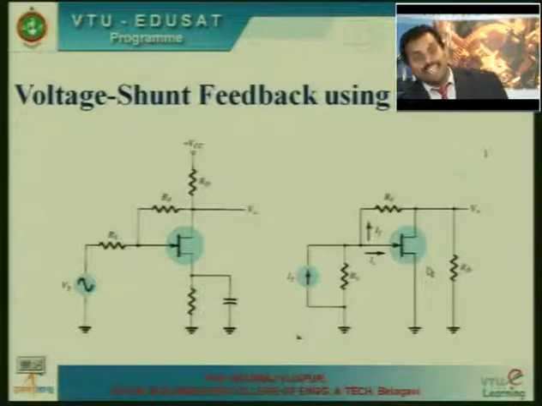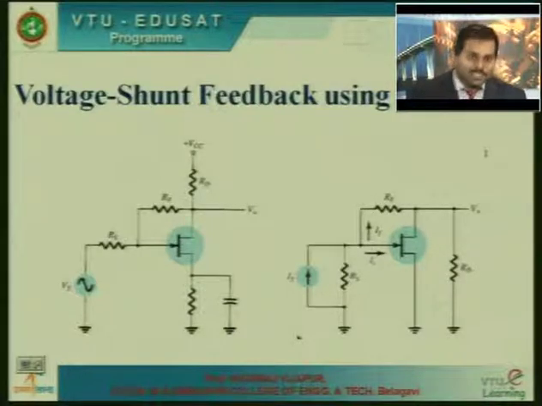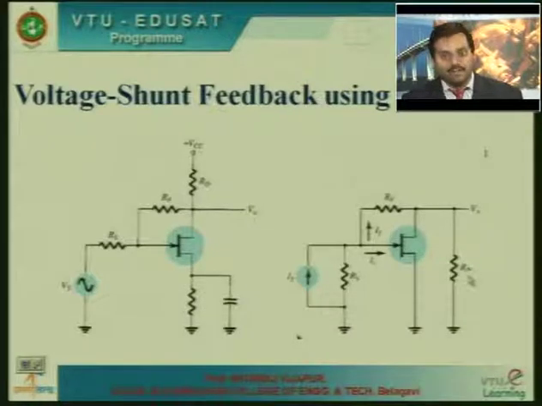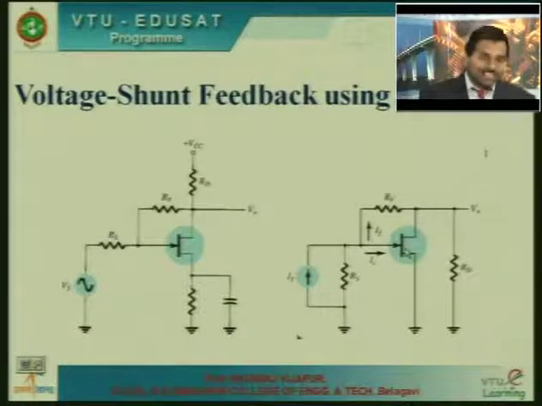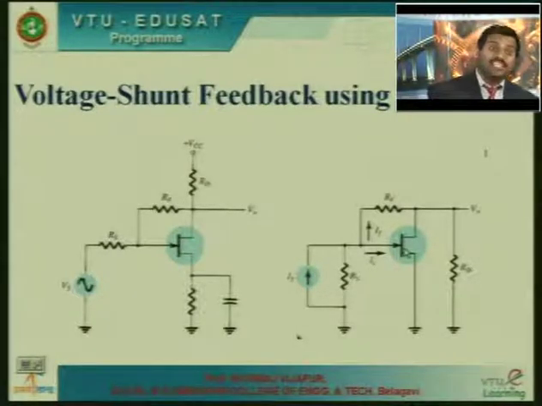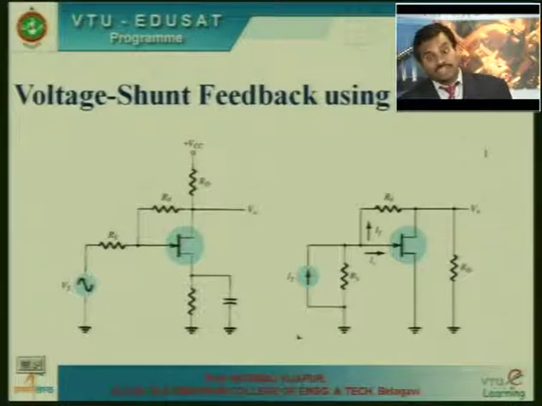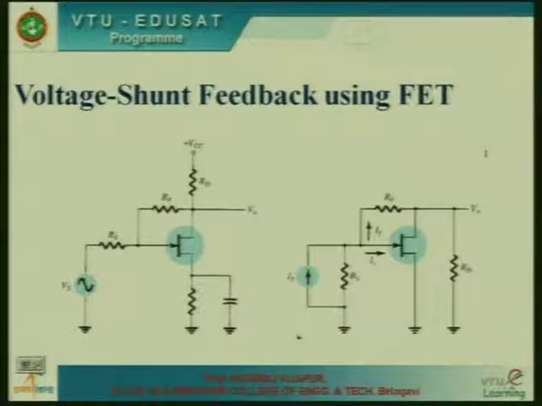When it comes to AC analysis, all the DC conditions are set to 0. So here the DC source is being set to 0, and then you have an output resistance RD. This is the AC equivalent circuit. We have already analyzed the FET in the earlier units, the early sessions. We will just continue that.